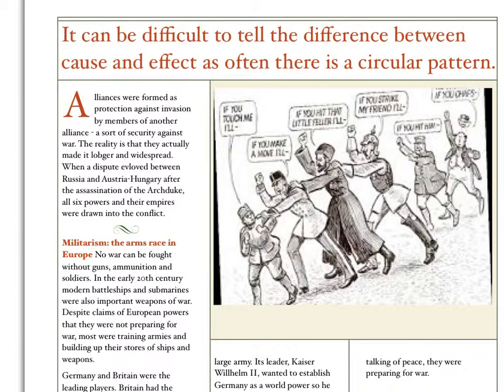So we're going to start down here. Alliances were formed as protection against invasion by members of another alliance, a sort of security against war. The reality is that they actually made it longer and widespread. When a dispute evolved between Russia and Austria-Hungary after the assassination of the Archduke, all six powers and their empires were drawn into the conflict.